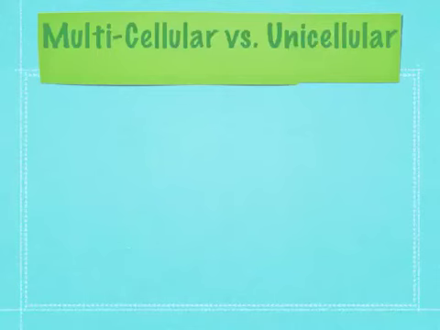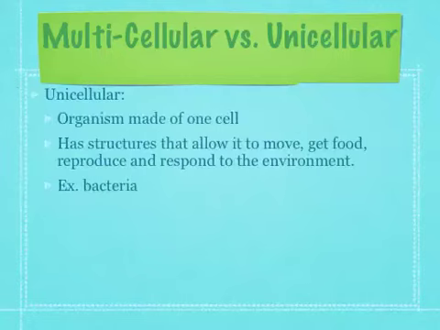Let's talk about the difference between multicellular and unicellular organisms. Unicellular organisms are made of one cell. These cells have everything that they need in order to carry out life. So they have structures that allow them to move. They have structures that allow them to get food, reproduce, and respond to the environment. An example of a unicellular organism would be a bacteria.